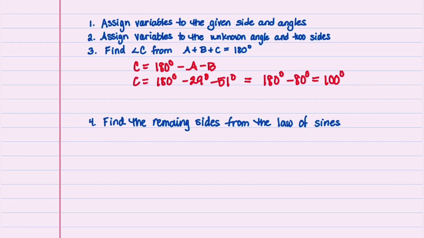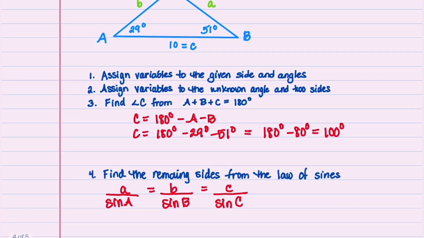We'll now find sides A and B using the law of sines. We'll start by writing down our formula. A divided by the sine of angle A is equal to B divided by the sine of angle B is equal to C divided by the sine of angle C. I always tell students to write down the formula first, and that really helps to memorize the formula if you have to memorize it, because you've been practicing it with every example problem that you do. Let's now fill in the information from our triangle above.